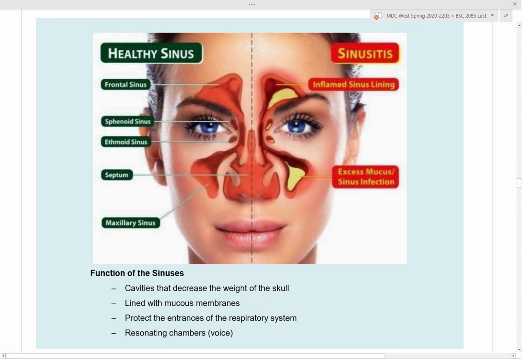Which you can see there. So here you can see them better, I think. So you have a frontal sinus, sphenoid sinus, ethmoid sinus, and your maxillary sinus. Okay, so cavities that decrease the weight of the skull, lighten the skull, protect the respiratory system, again, because it helps with the immune system by fighting the pathogens, and they also work as a resonating chamber for your voice. Has your voice ever changed when you have a clogged nose or the flu? It does, right? All the time.